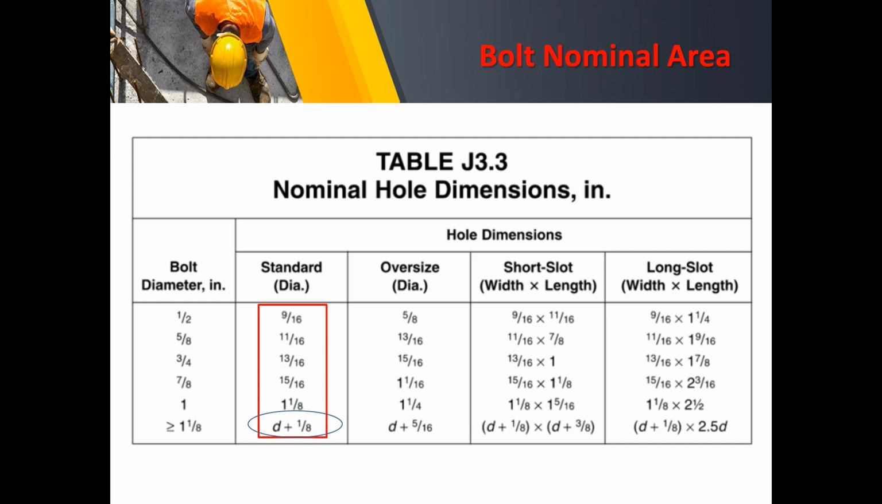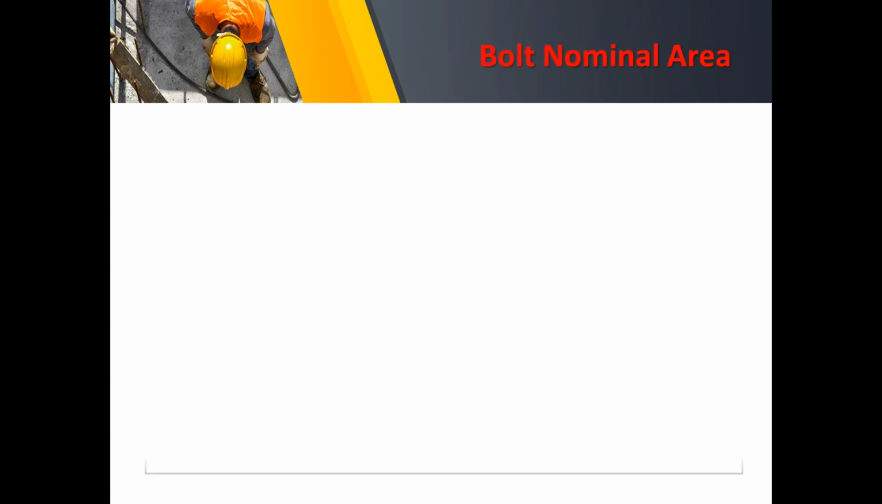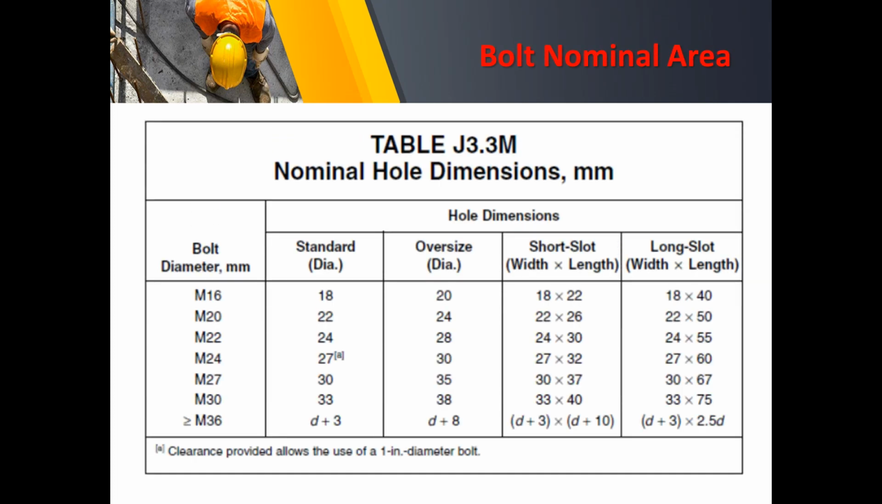So again, for problems in the books, we should always add 1/8 to our diameter. But in practice, we should refer to this table J3.3. So likewise, in SI units, we have the following: standard diameter and effective diameter. So dealing with SI, all diameters will just have to add 3 millimeters.